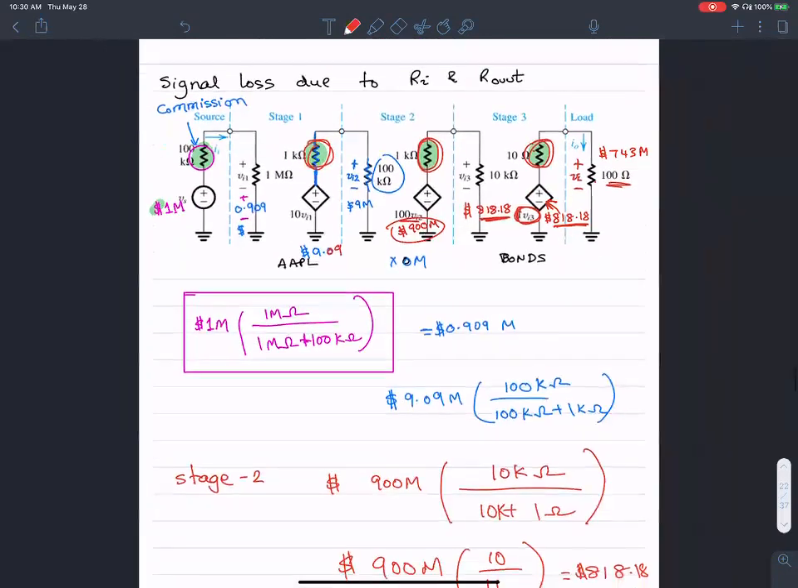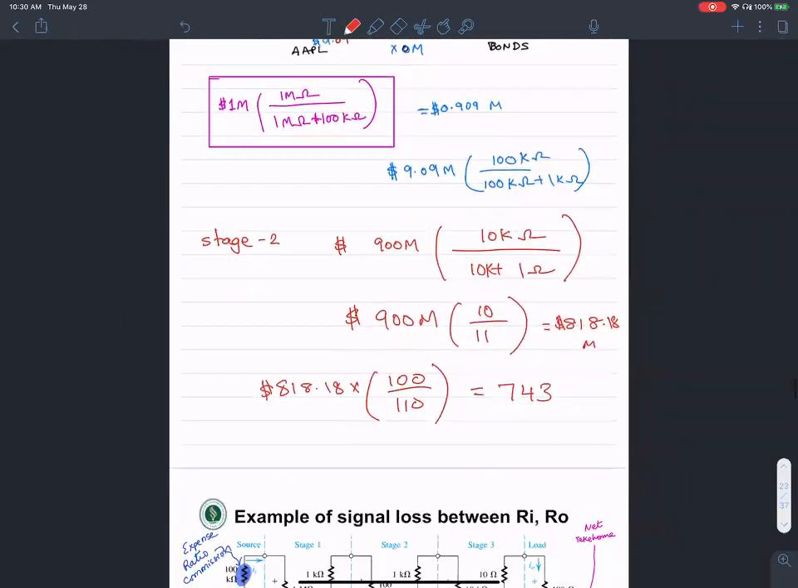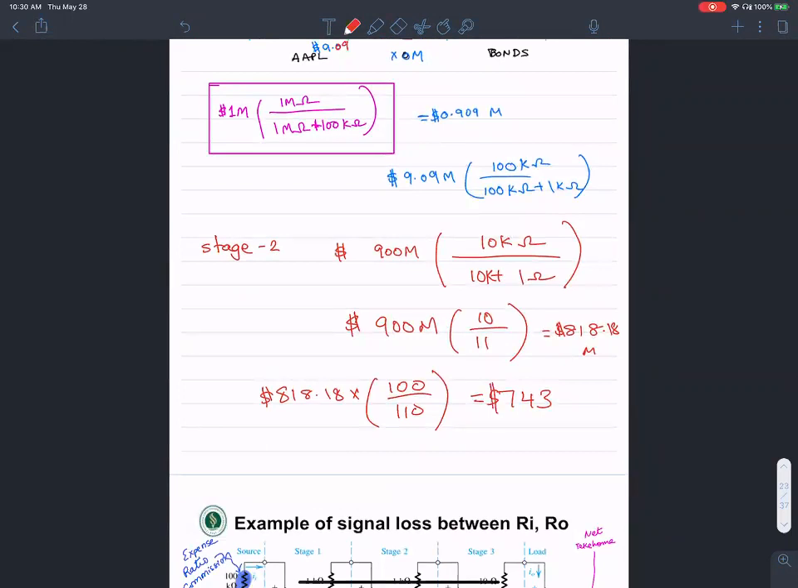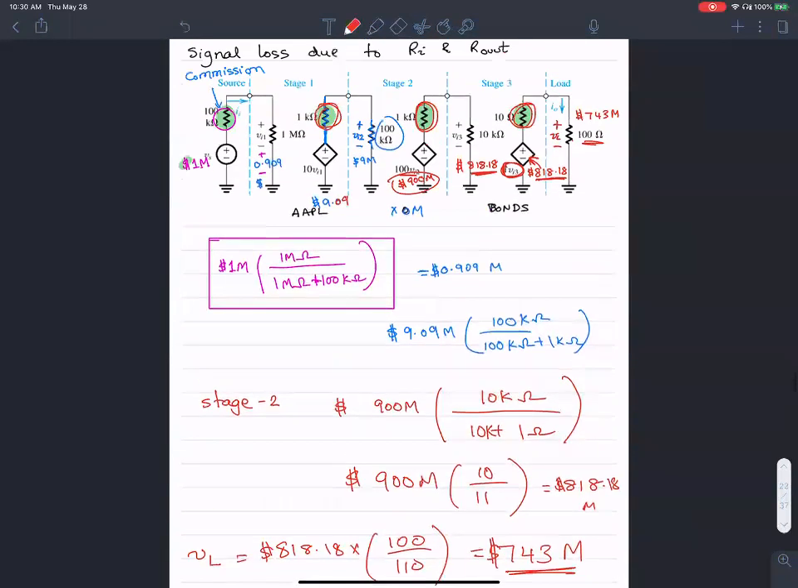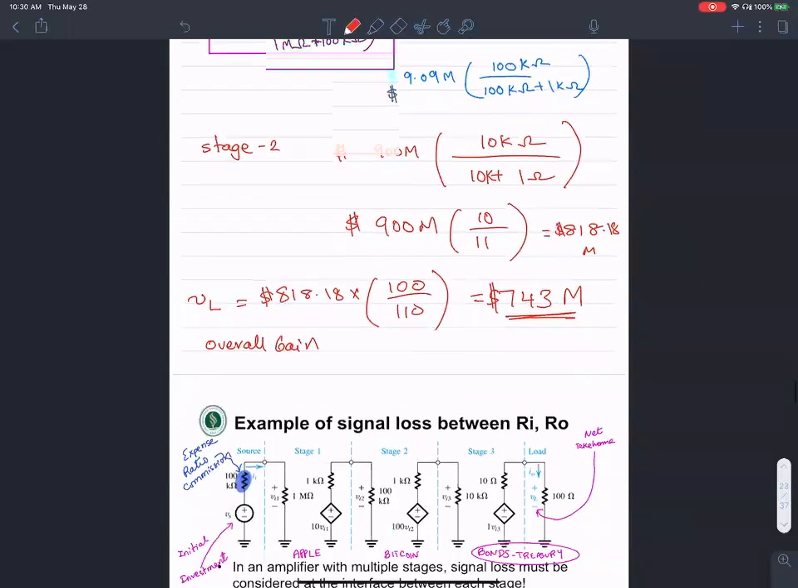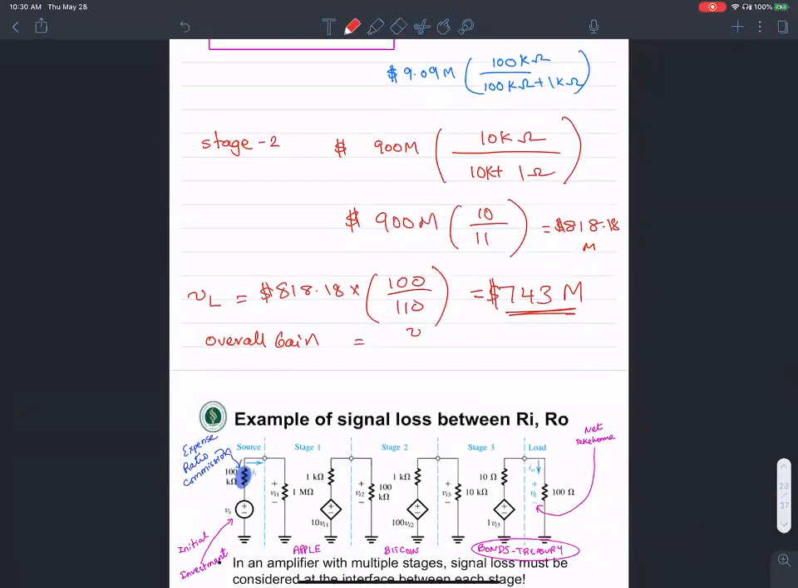Let's take a look here. I started out with 1 million and eventually I ended up with $743 million. So if you look at the overall gain, this guy is really VL. VL is $743 million, and then VI2, and so on. Overall gain is defined as VL over VS, which is $743 million over 1 million. So that's going to be 743.